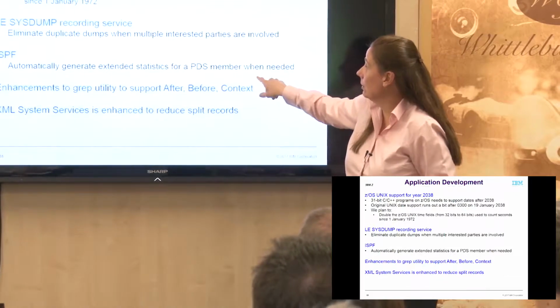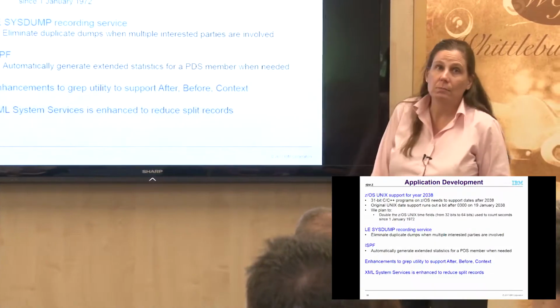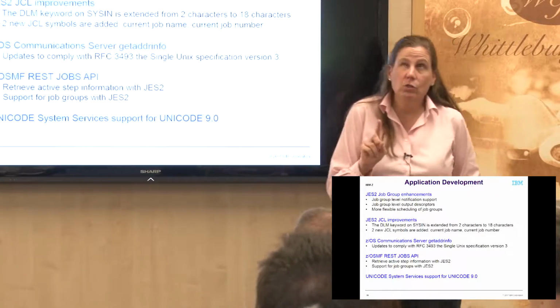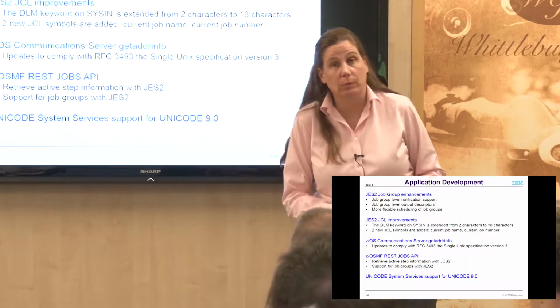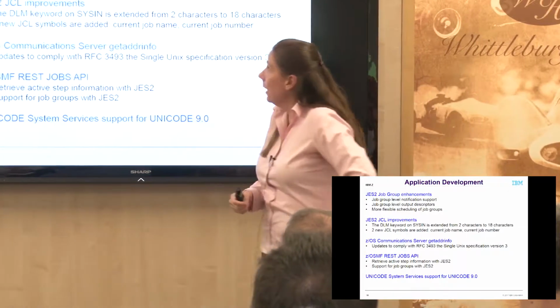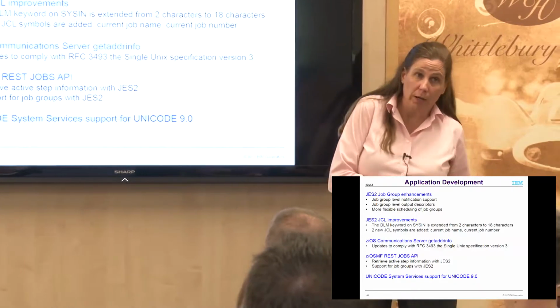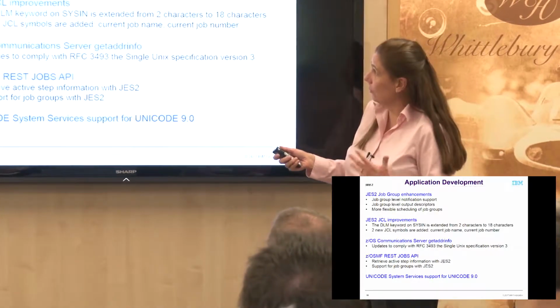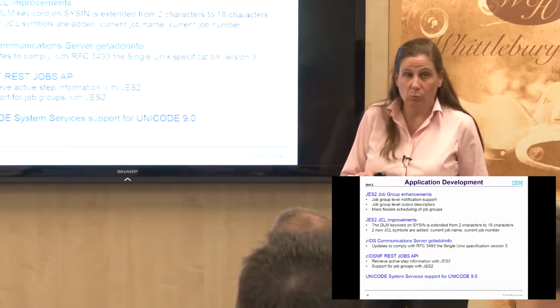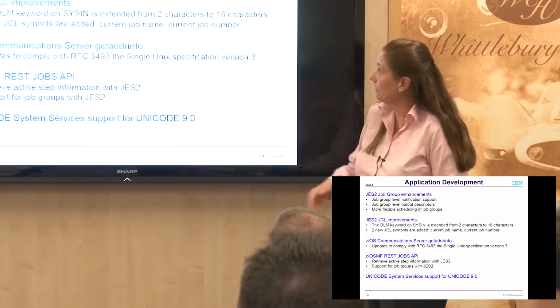Let's see what else we have here. ISPF can generate extended statistics for PDS members when it's needed. Now, in z/OS 2.2, we had JES2 job groups. I don't know if you've played around with them. I've played around with them for a little bit. They're kind of cool. And what we have is enhancements to those job groups that came in 2.2 for notification, for output descriptors, and being able to do more flexibility within the job scheduling.